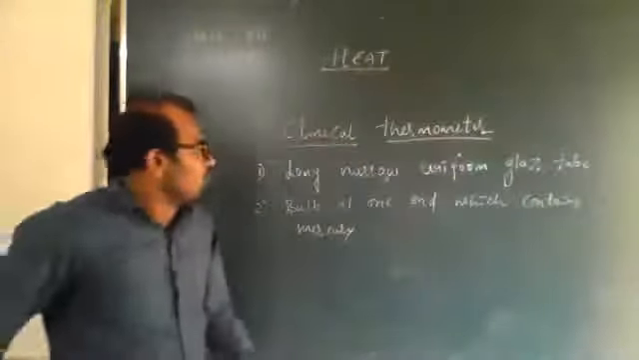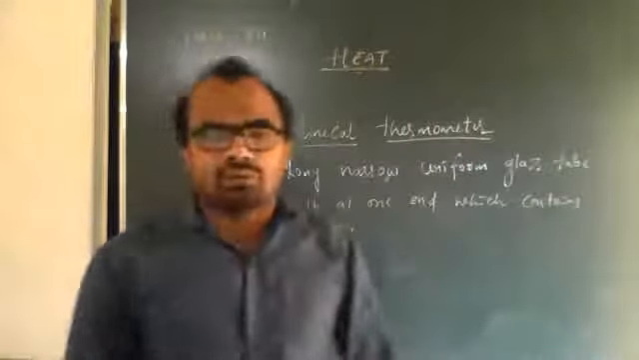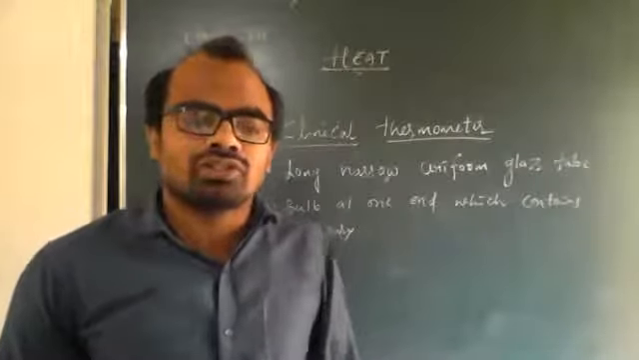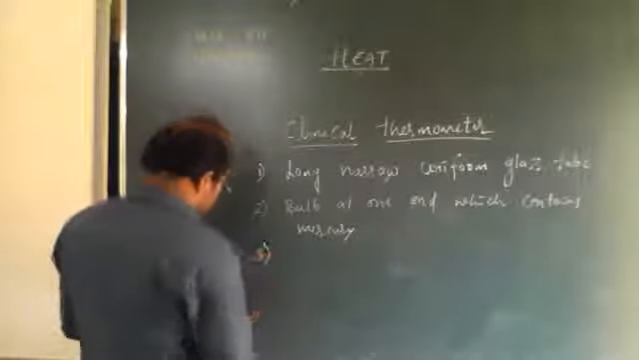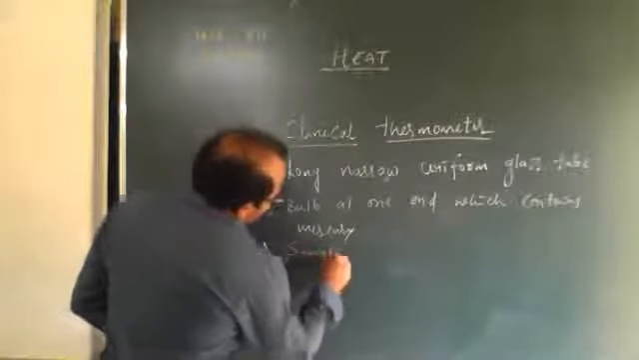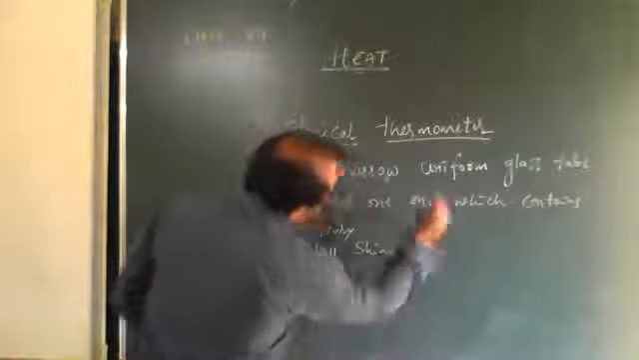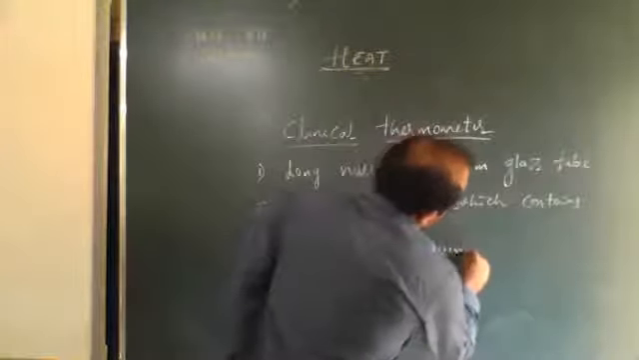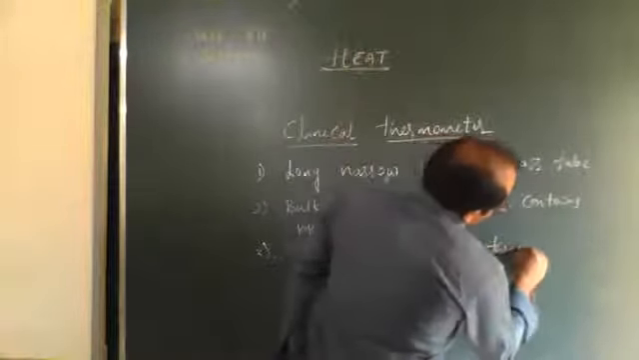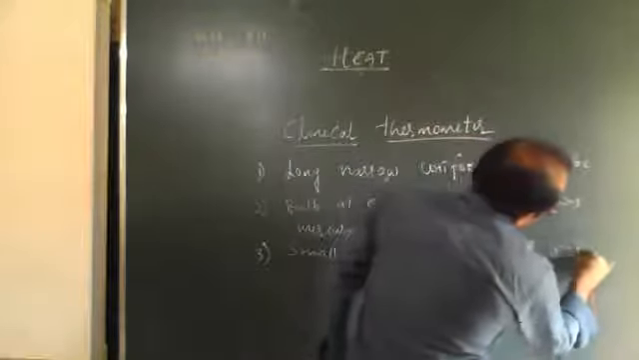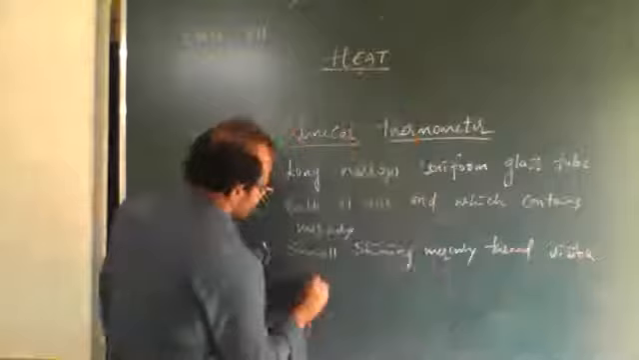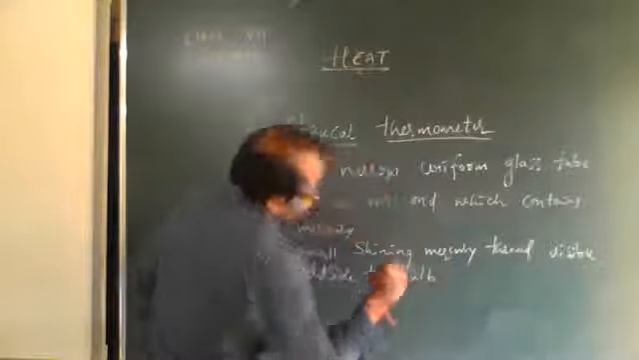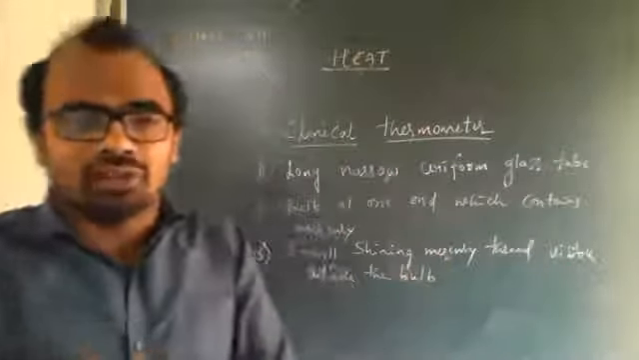So, bulb at one end which contains mercury. That end of the bulb contains the mercury. There is a small shining mercury thread visible outside the bulb. These are the three points regarding the clinical thermometer.